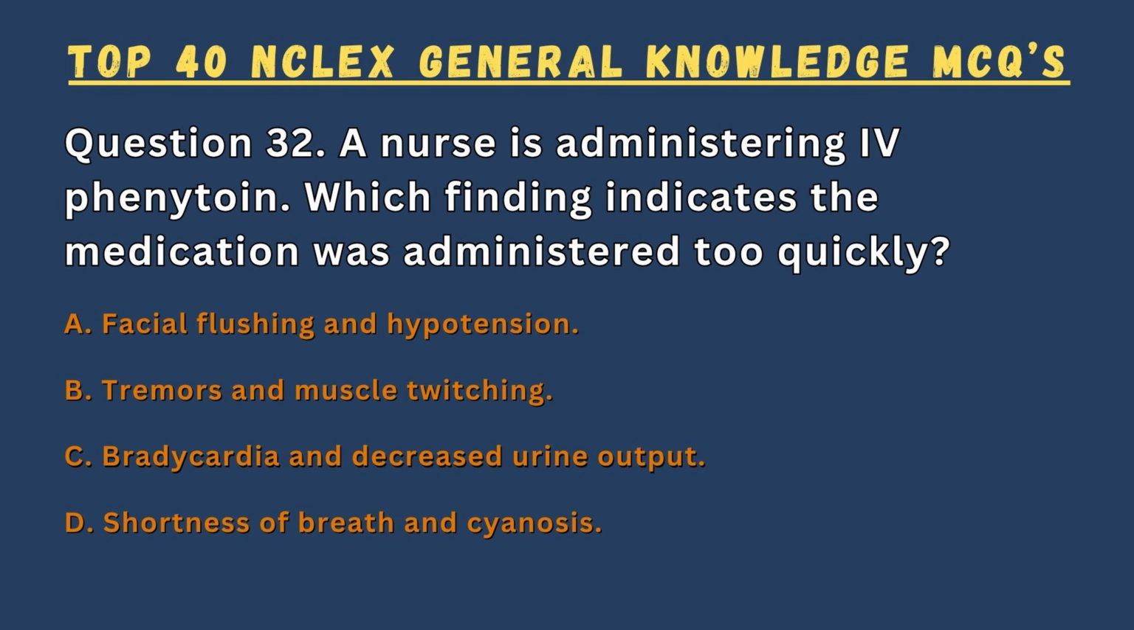Question 32. A nurse is administering IV phenytoin. Which finding indicates the medication was administered too quickly? A. Facial flushing and hypotension. B. Tremors and muscle twitching. C. Bradycardia and decreased urine output. D. Shortness of breath and cyanosis.